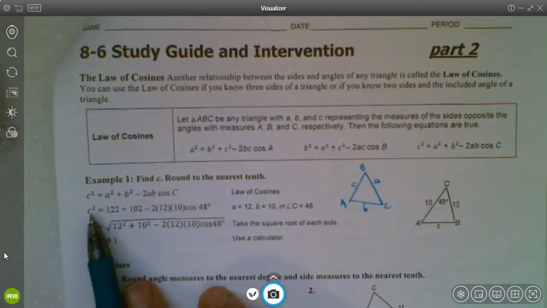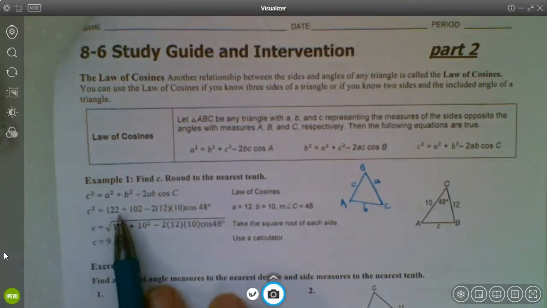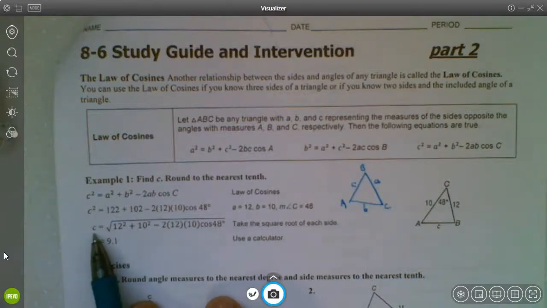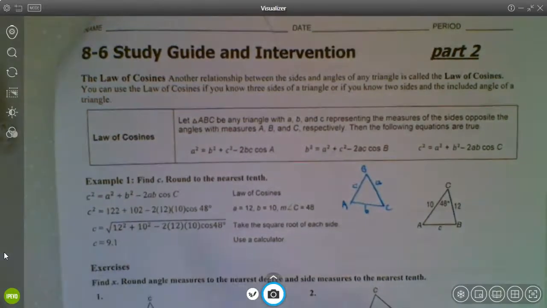So the same way that we got rid of this exponent before is something we still got to do. I have to square root both sides of the equation in order to get c by itself. So that's something we got to make sure that we do in order to get that value.